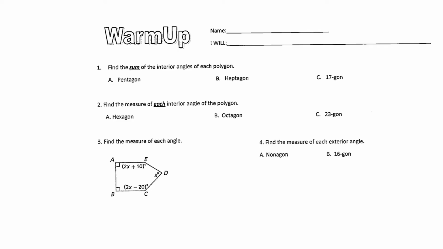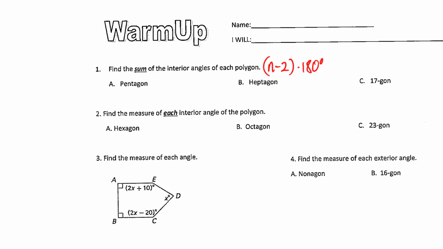So the A, B, and C on number 1, you're looking for the sum, just the total. So this is just n minus 2 times 180. A pentagon has how many sides? 5. So you're going to do 5 minus 2 times 180. And remember, if you type the whole thing in, make sure you put that 5 minus 2 in parentheses.